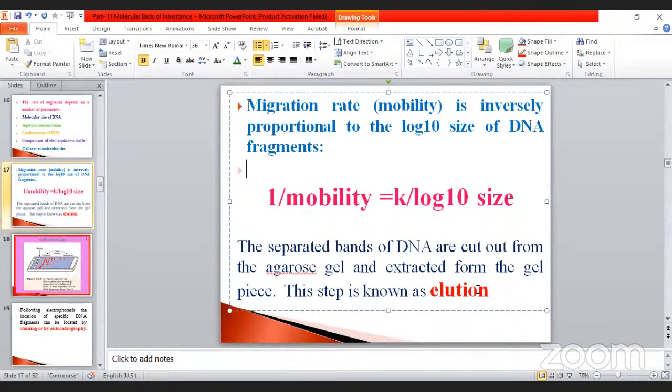Don't forget, my dear student, what is meant by elution? Sometimes they may ask the question: what will be the mobility rate? Note it down, my dear student. This is also very, very important. So elution is also very, very important.